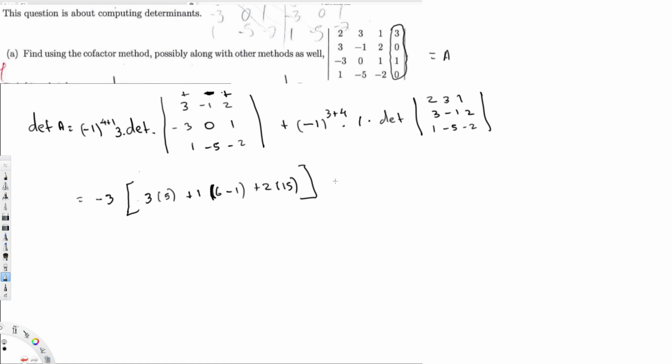Let's move to the other side. Here it's going to be negative 1 to the power of 3 plus 4, and 3 plus 4 is 7. Since 7 is an odd number, negative 1 to the power of 7 is negative 1. If you multiply the 1 by negative 1, it's going to be negative 1. Then we find the determinant as usual.